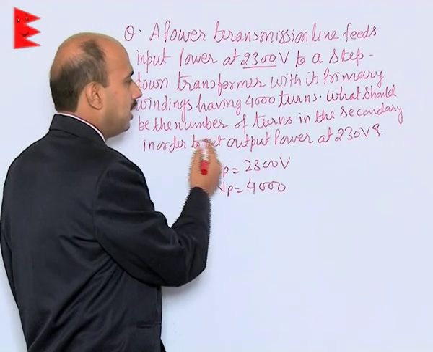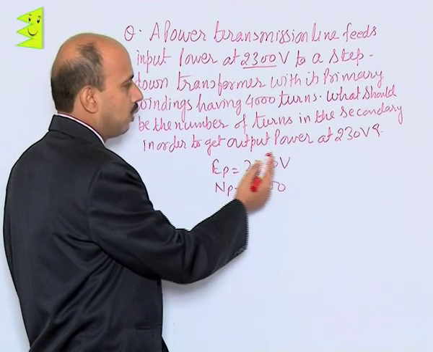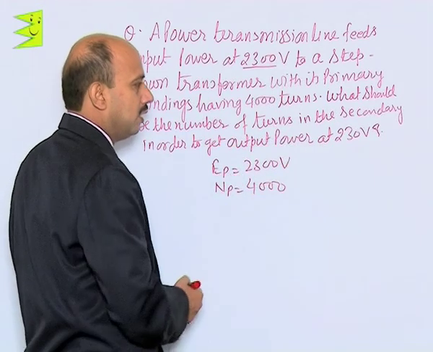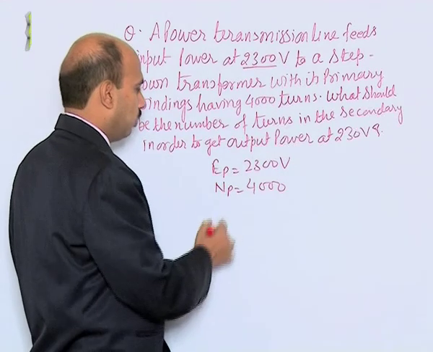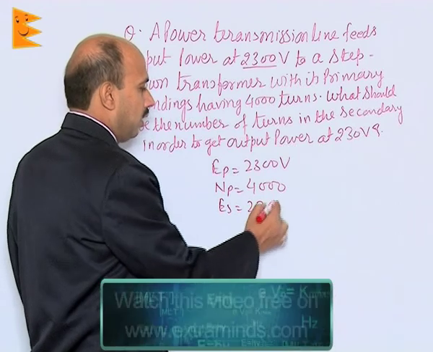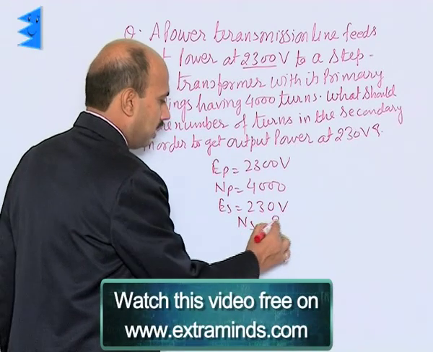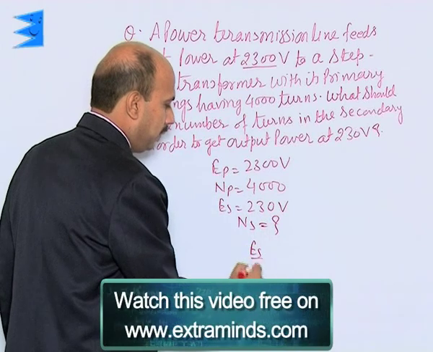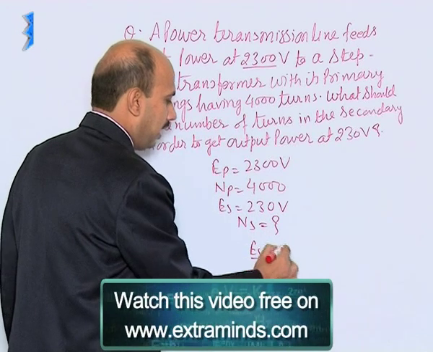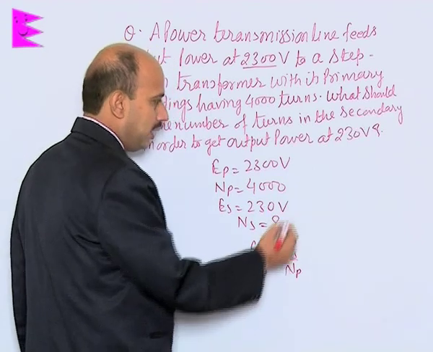Now, what should be the number of turns in the secondary coil in order to get output power at 230 volts? So, ES is equal to 230 volts. So, we have to get NS. We know ES upon EP is equal to NS upon NP. So, we have to calculate NS.